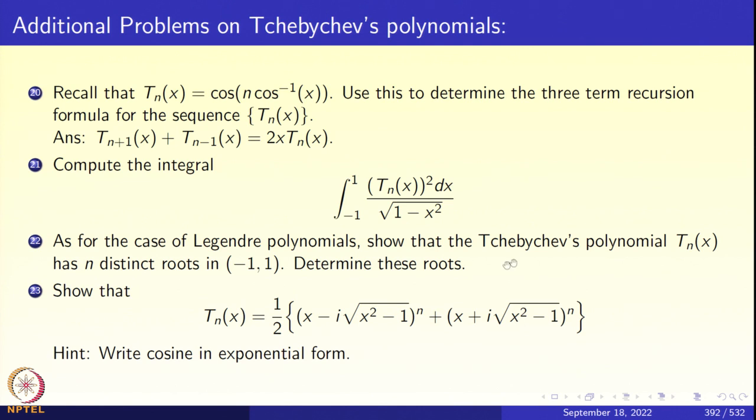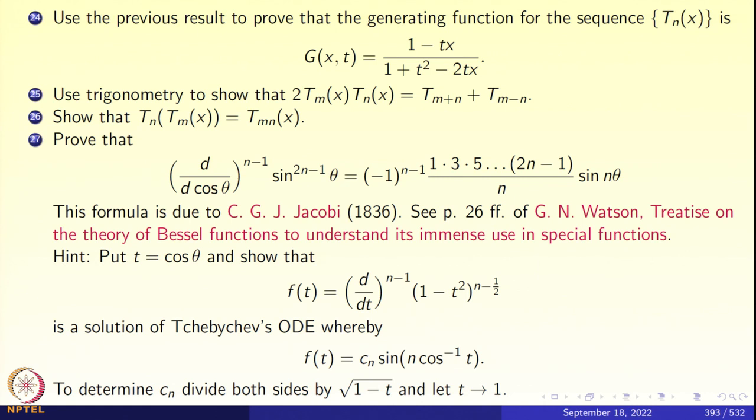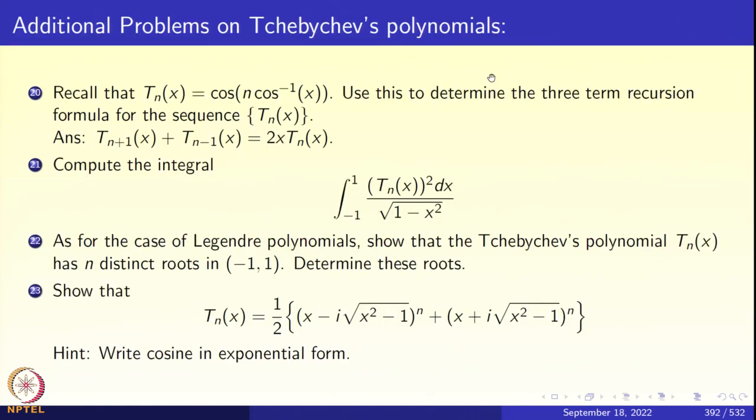As in the case of Legendre polynomials, show that the Chebyshev polynomials have n distinct zeros in (minus 1, 1). You could directly use this formula to derive this result, for instance. And the next result is another expression for the Chebyshev polynomial. You could probably use this cosine expression to derive this and write the cosines in exponential form. The next thing is to derive the generating function for the sequence of Chebyshev polynomials, G(x,t) equal to (1 minus tx) upon (1 plus t squared minus 2tx). For that you need this expression that you could write down. So multiply by t to the power n and sum, you are going to get a sum of two geometric series.